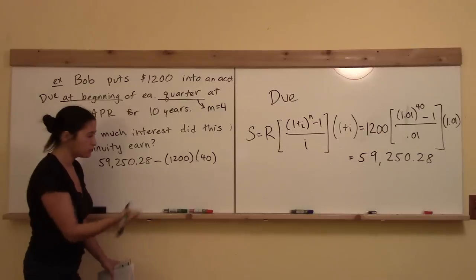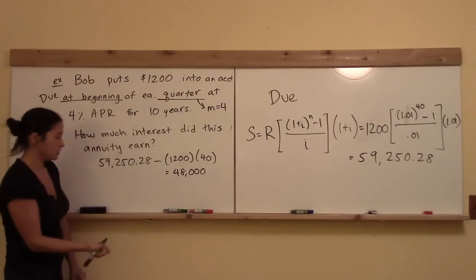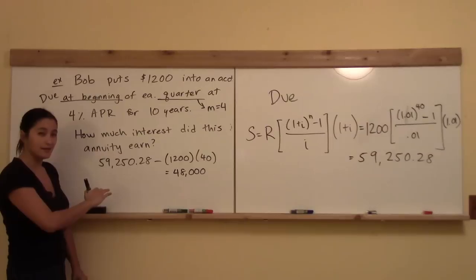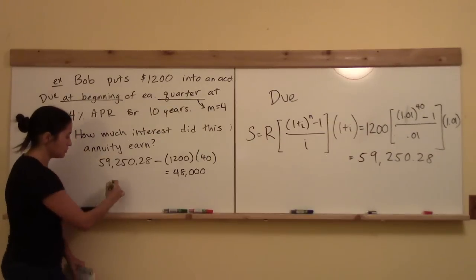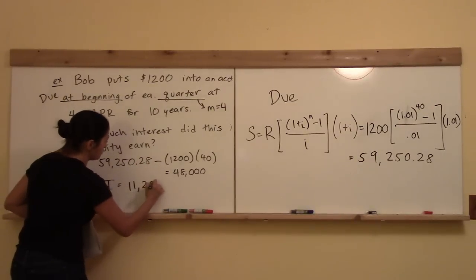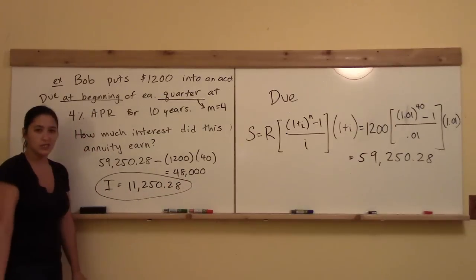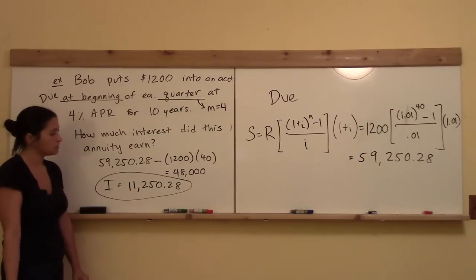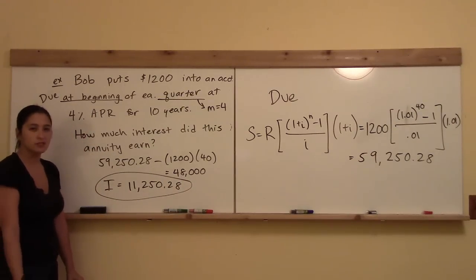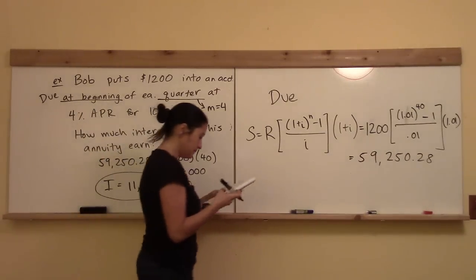Okay, so what's 1,200 times 40? That's going to be $48,000, but he got out $59,000. So actually the interest that he made here, the amount of interest he made, is the difference, which is $11,250.28. Sweet, $11,000 worth of interest. An annuity is a good idea. Saving for your retirement is a very, very good idea.